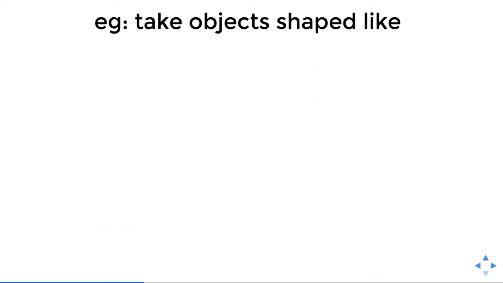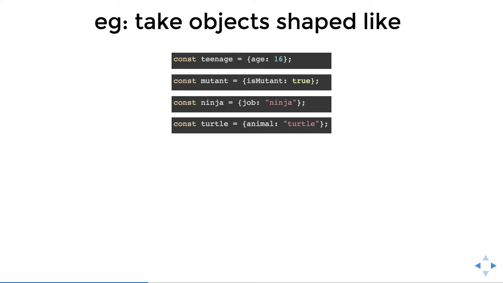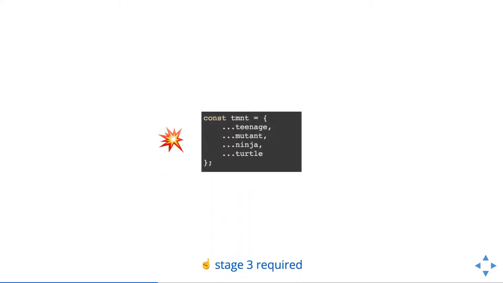So, for example, in JavaScript, let's say we have a bunch of simple objects and they're shaped like this, right? We have this teenage thing, maybe a mutant, how about a ninja, and a turtle. I don't know, just kind of came to me. Right? And you want to take these things and create a new object based on that that looks like this. So this is essentially object composition. So this is how you do it. No, seriously, that's how you do it. Right? So there you go.